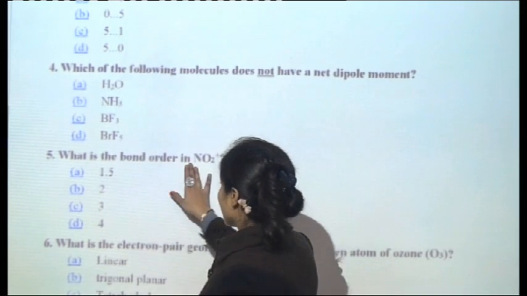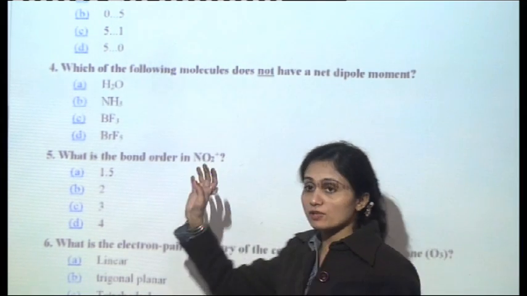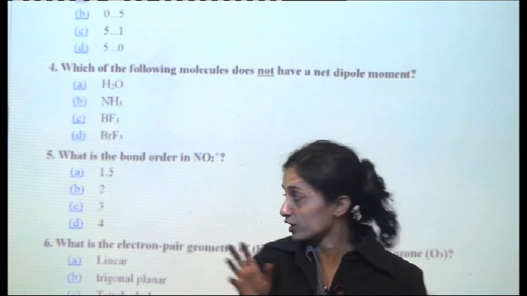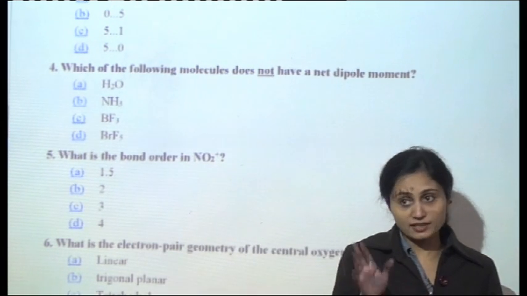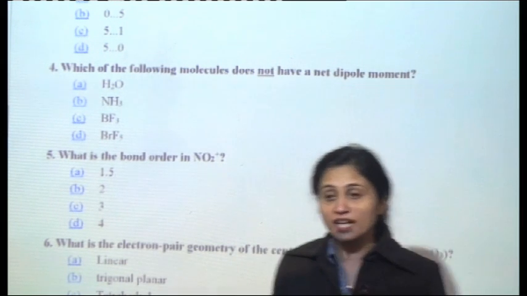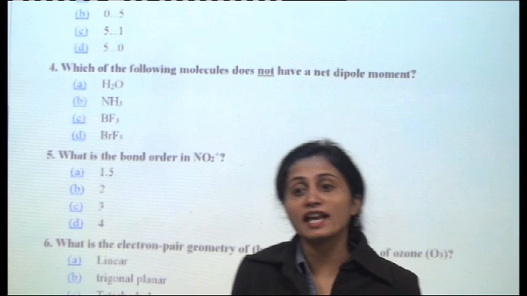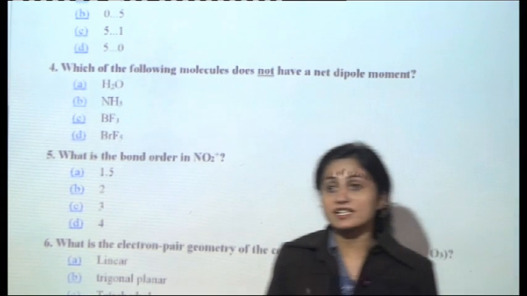What is the bond order of NO2 plus? Now here, when you talk about NO2 plus, you will have to look into the number of electrons. So I suggest for this case you can draw the Lewis structure and find it out. For NO2 plus it will be the maximum number of bonds that N is forming with O. What is the maximum number of bonds that N can form with a single O?